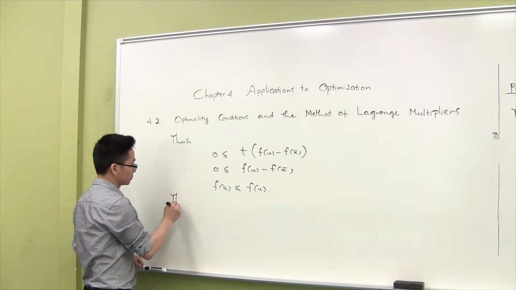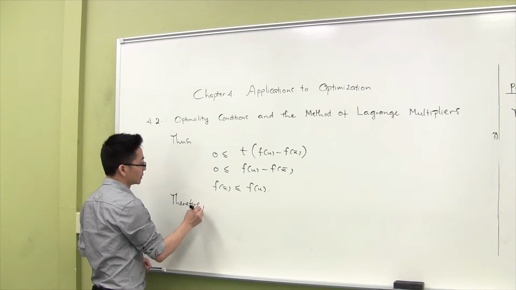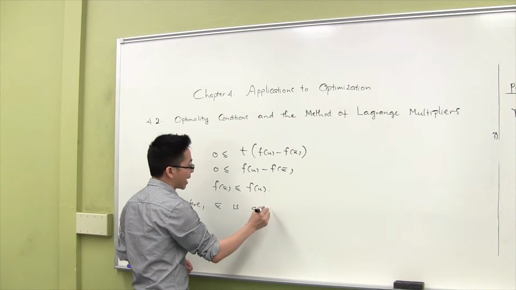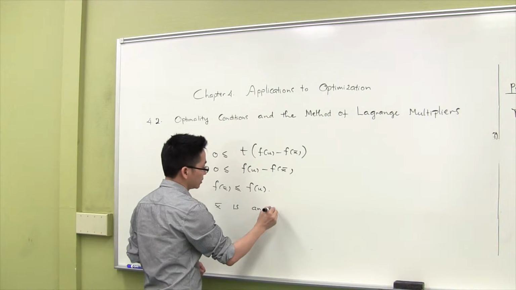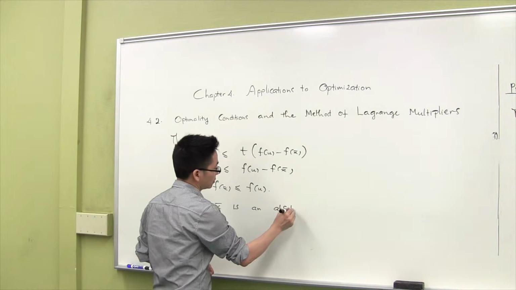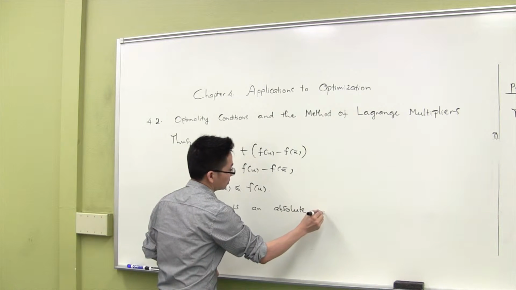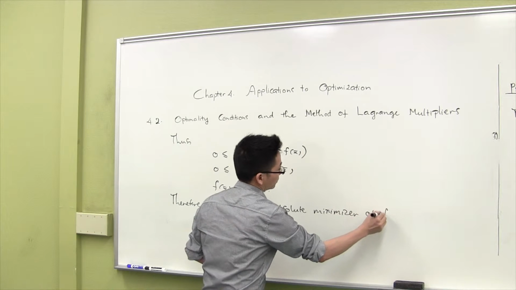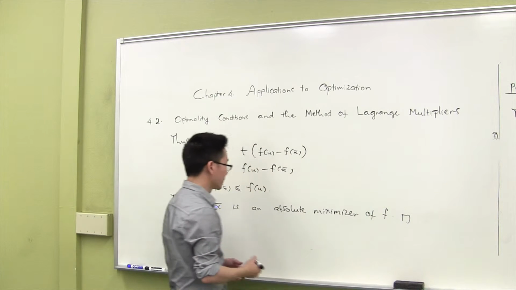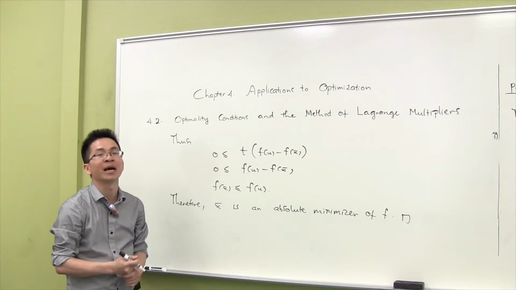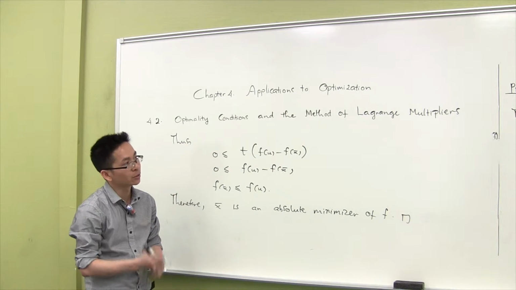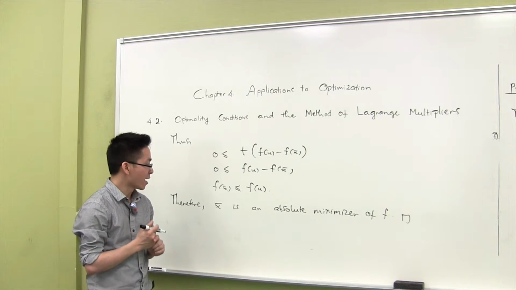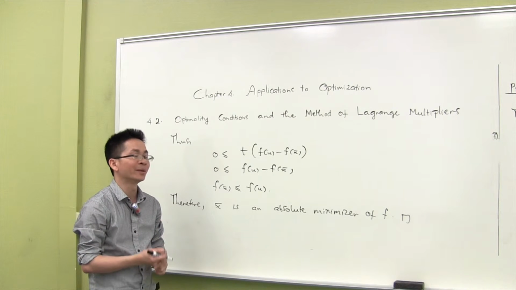Therefore, x bar is an absolute minimizer of f. And equivalently, f has an absolute minimum at x bar. So we have showed that if f has a local minimum at x bar, then f has an absolute minimum at x bar.